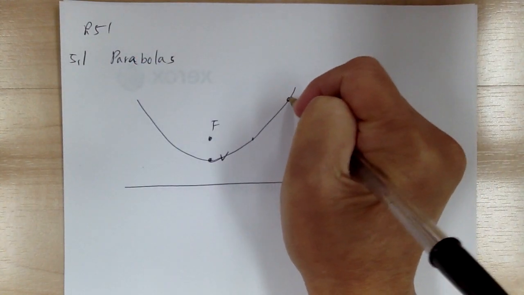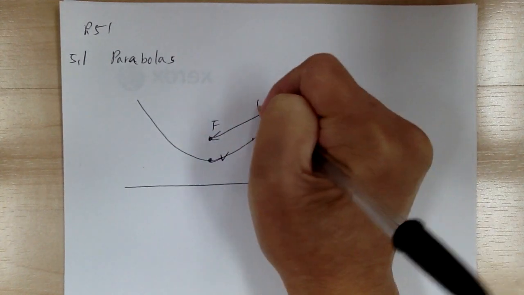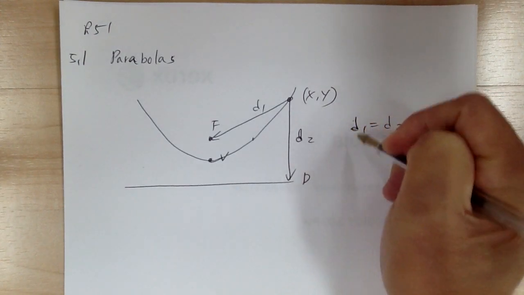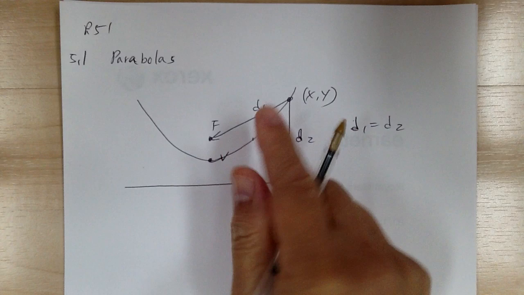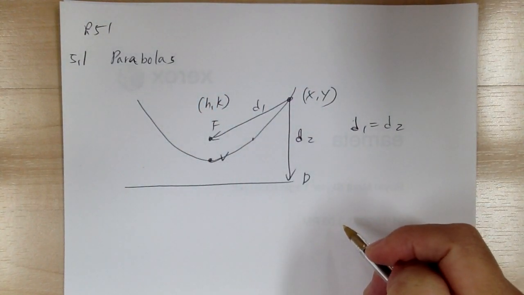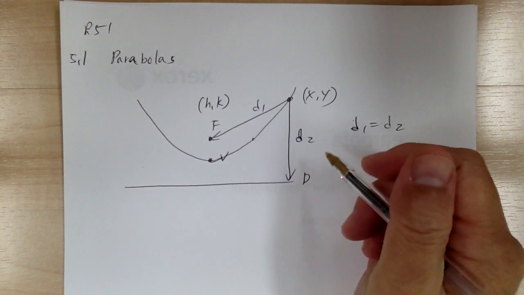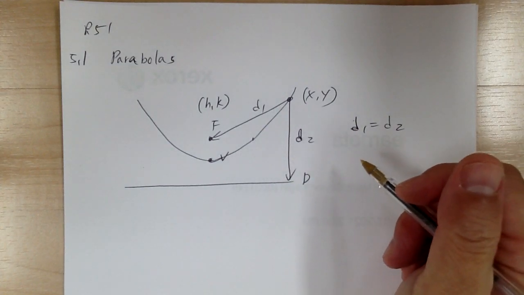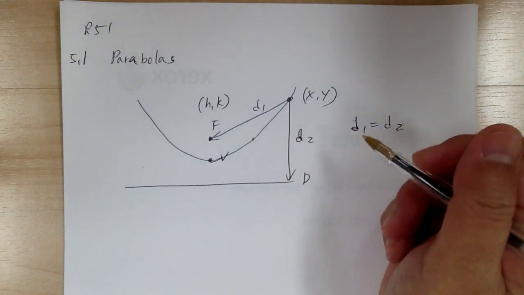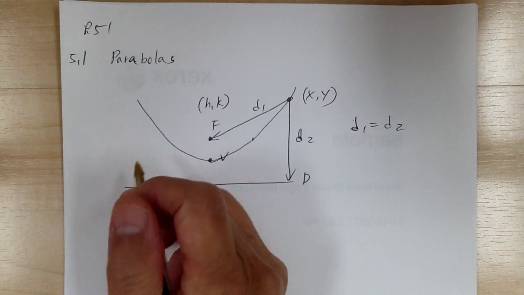Again, if you choose any point (x, y), then the distance would be equal. So d1 equals d2. And this would be the h and k. If you just use the definition and work it out, you're going to get the equation on page 52.